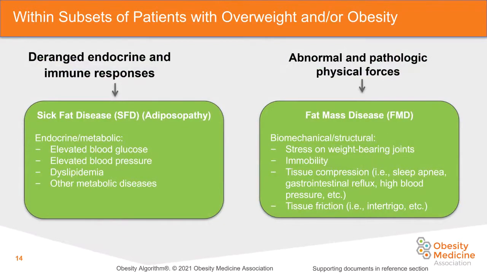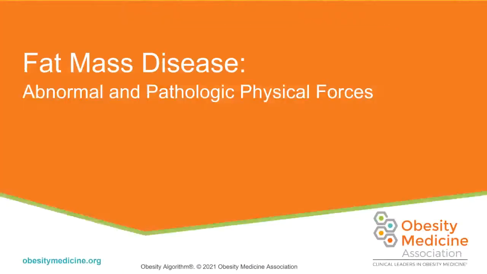All right, so why is it important from an endocrine standpoint to know about adipose tissue and body fat? Because, as I mentioned before, if you get adipocyte hypertrophy or visceral fat accumulation, you get deranged endocrine and immune responses that cause, they're not just associated with, they're not comorbidities, they cause the increase in blood sugar, increase in blood pressure, dyslipidemia, and other metabolic diseases. And then on the other side, we've got the fat mass disease, where it's just the weight, the physical forces alone, that cause things like immobility, tissue compression, stress on weight-bearing joints, and tissue friction.